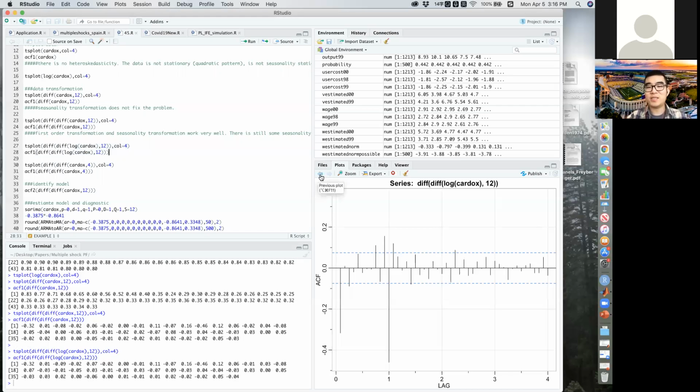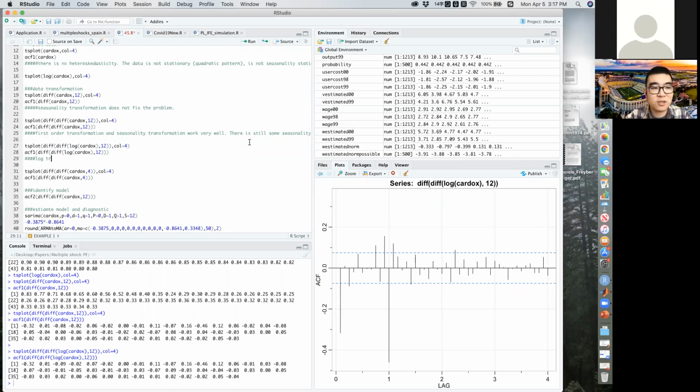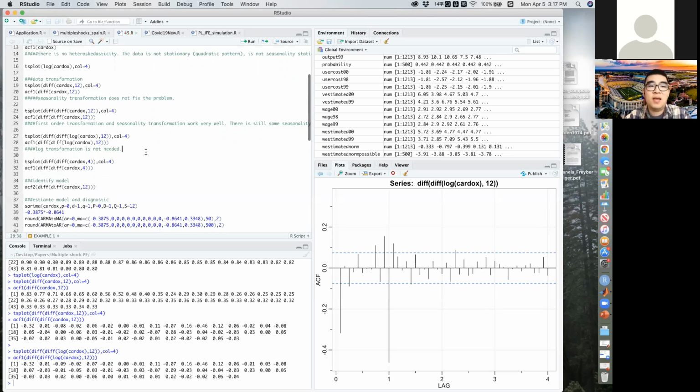So you can see this ACF plot and the ACF plot without the transformation are pretty similar. Okay. So that again suggests that the log transformation is not needed for the carbon dioxide time series. So given this, let's just proceed with our model without taking the log transformation of the carbon dioxide.